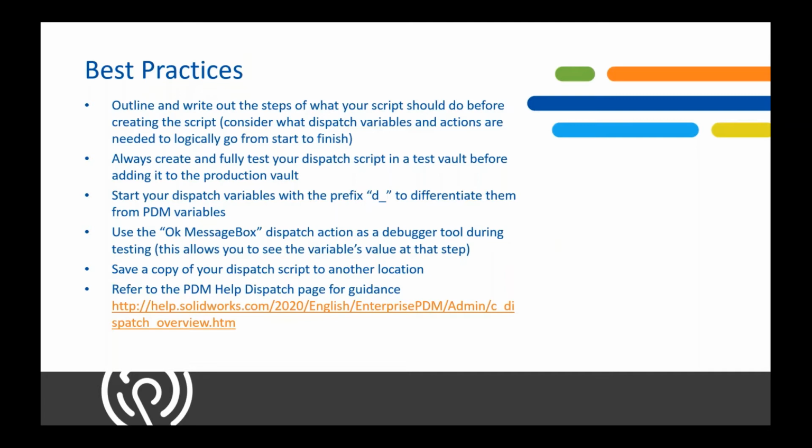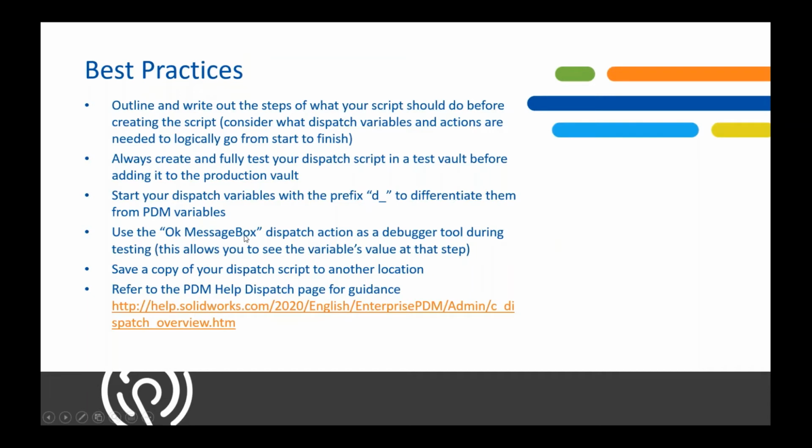Another best practice is to start your dispatch variables with the prefix D underscore. Like I said earlier, your dispatch variables are isolated and they're not connected to PDM variables until you tell them to be. It's a different type of variable. So in order for us to not make that confusing for anybody, use the D underscore prefix when naming your variables. We're going to jump through a case study after this to show you what that means.